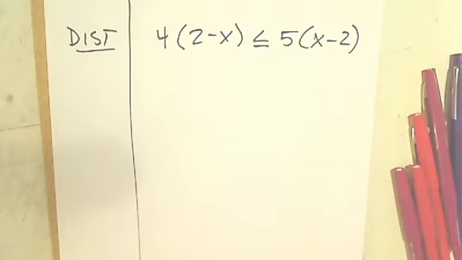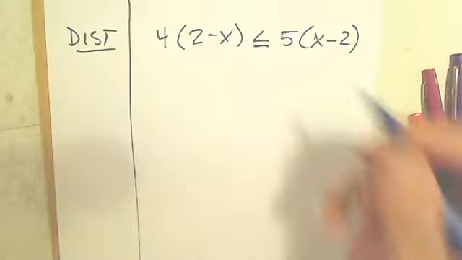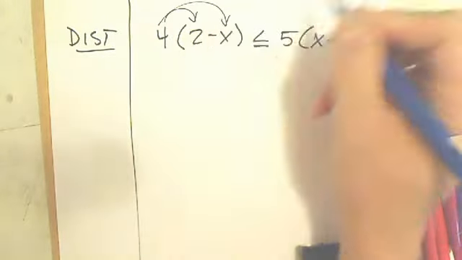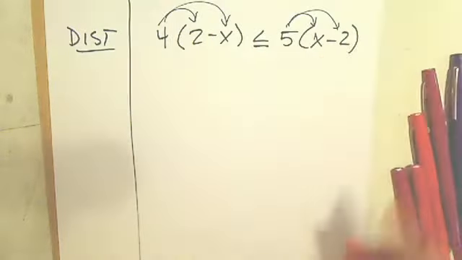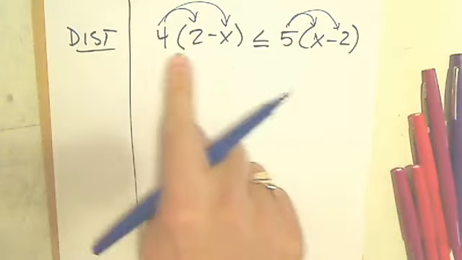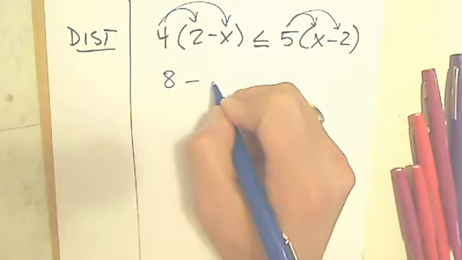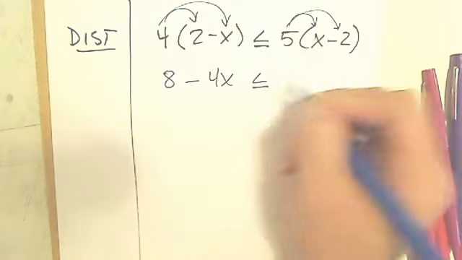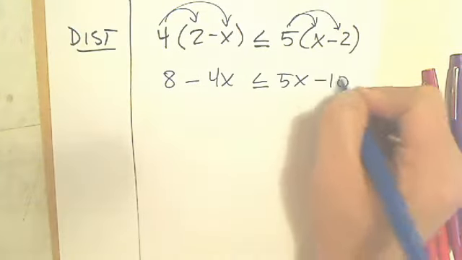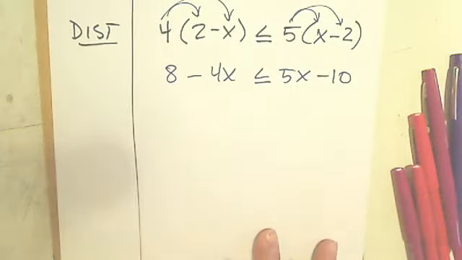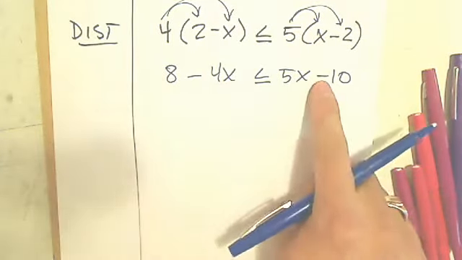Okay, distribution here. Let's go to the second line. Let's simplify this to the second line. The next line should read 8 minus 4x is less than or equal to 5x minus 10. Questions on how I got the second line?